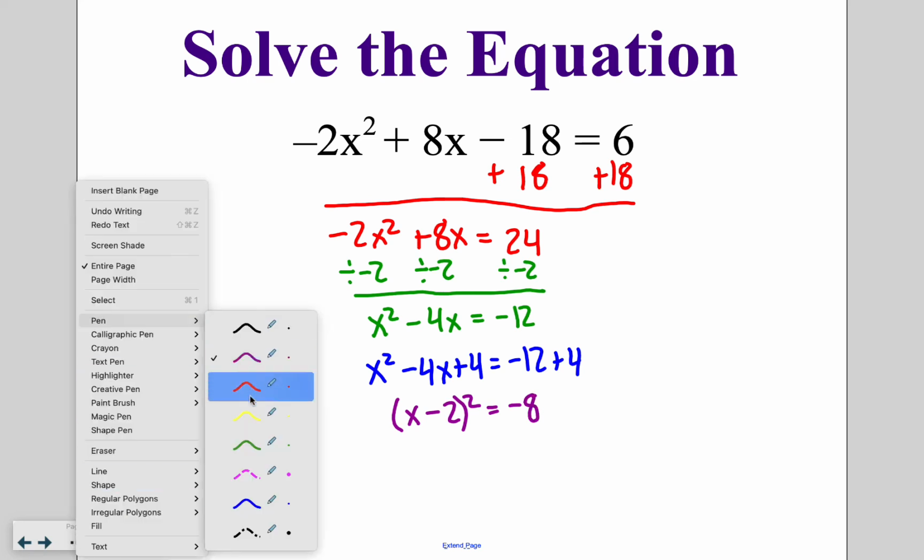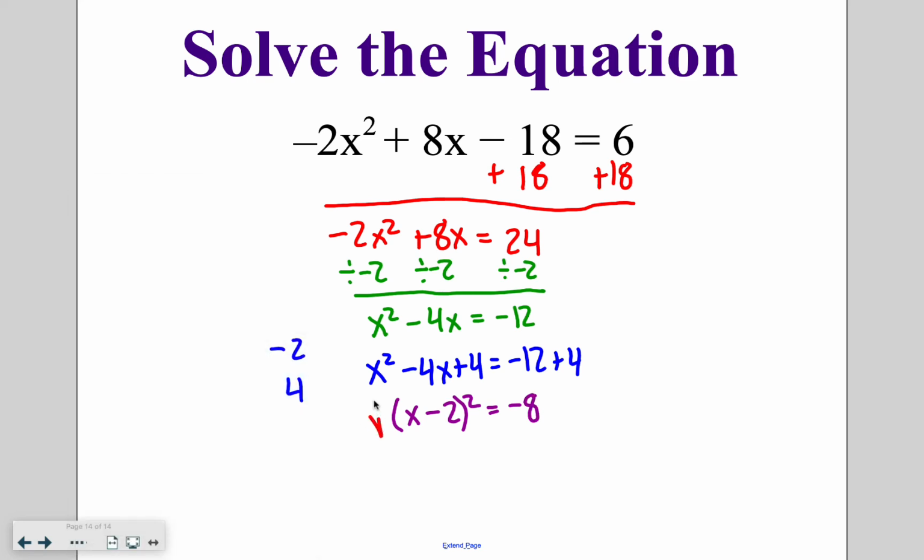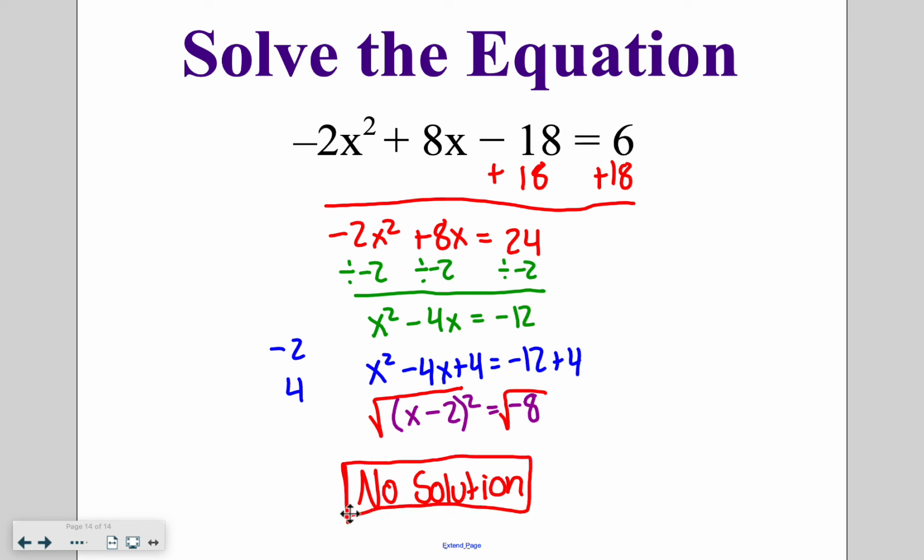Now, when you go to square root this and you type square root of negative 8 into your calculator, you are going to get an error message. What that means is that we can no longer continue solving this problem, and we end up with a no solutions case. So when you end up with an error message on your square root, that is when you stop and you can conclude that there are no solutions.